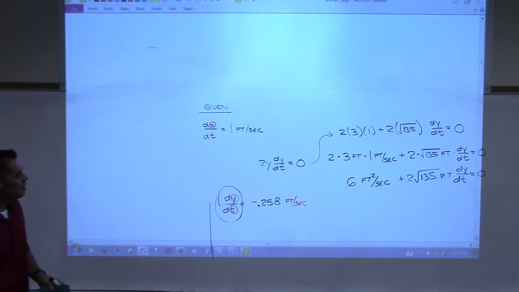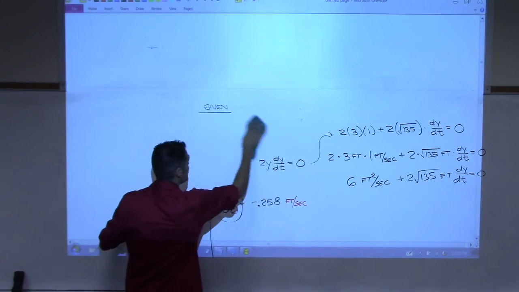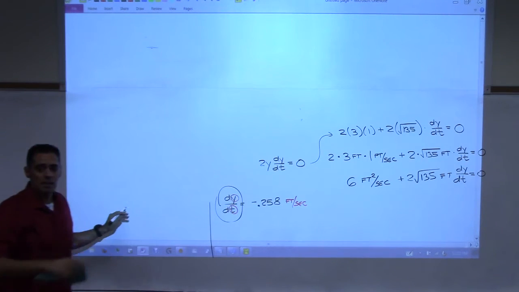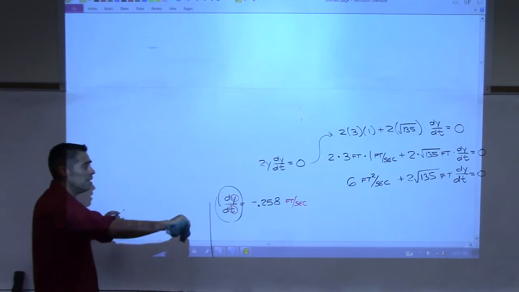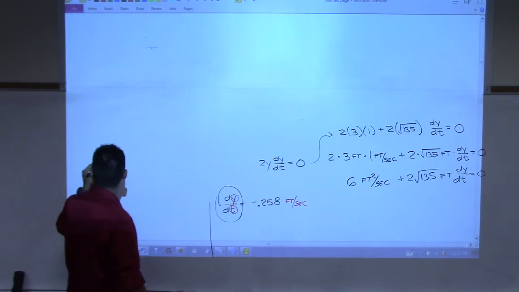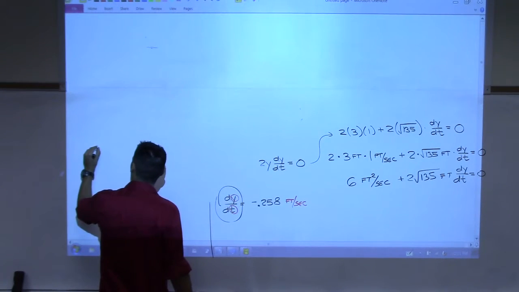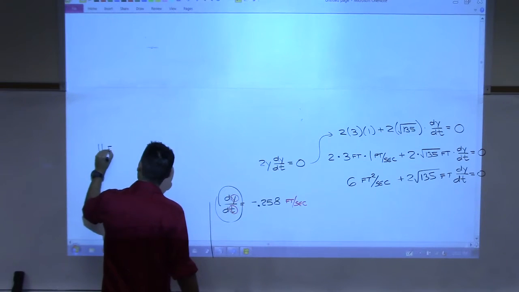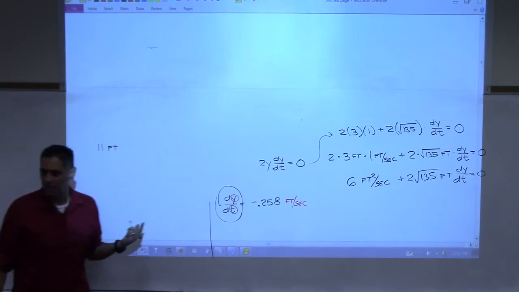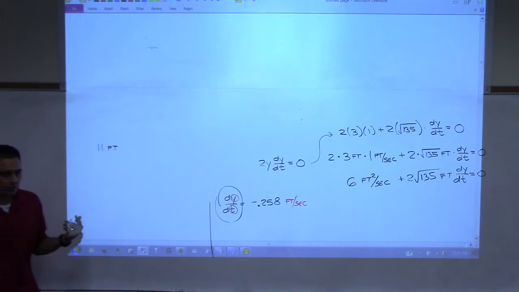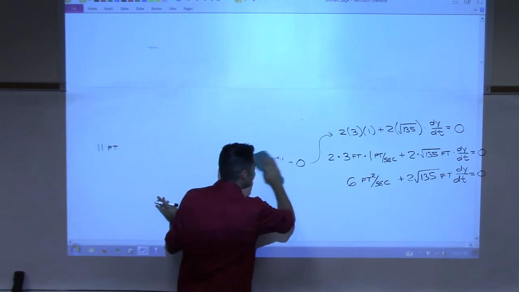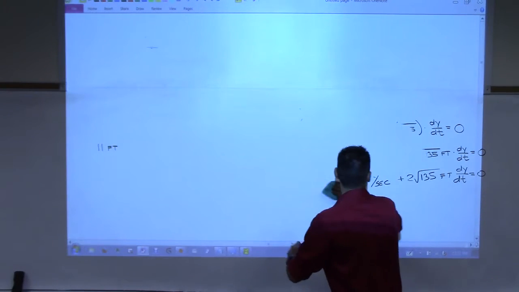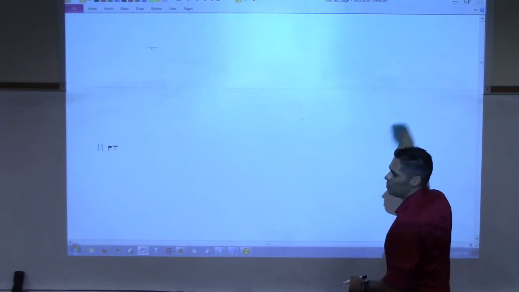But okay, so let me ask you a different question now. Same scenario, right? The ladder's being pulled away at 1 foot per second. I want to know how fast the ladder's coming down the wall when it's 11 feet from the wall. We just did 3 feet, didn't we? What changes in the problem?